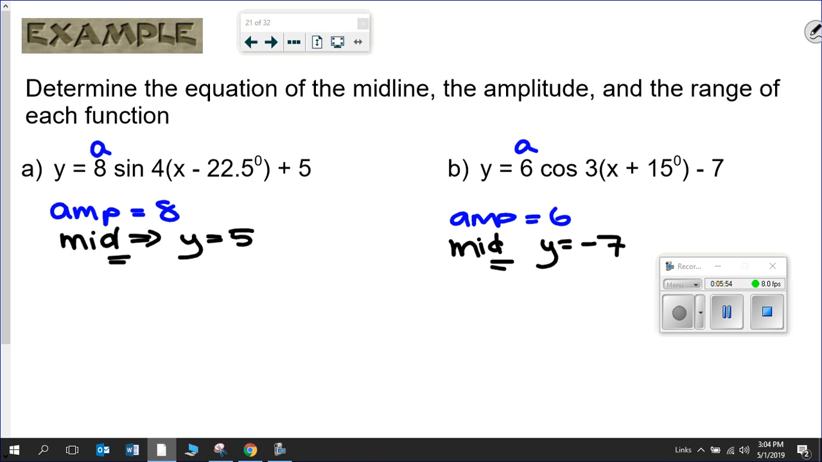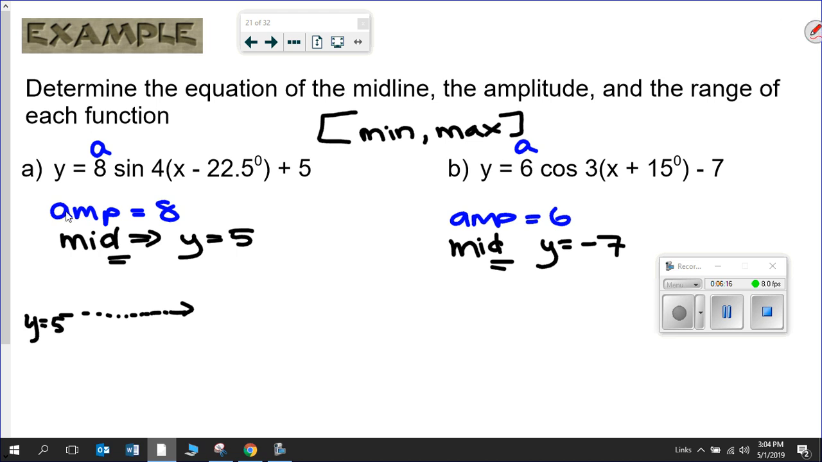Now, we want to find the range. To find the range, your range is always the minimum first, maximum second. How am I going to find those things? The first thing I do is draw a quick sketch because I find that helps me out. This is at Y equals 5.